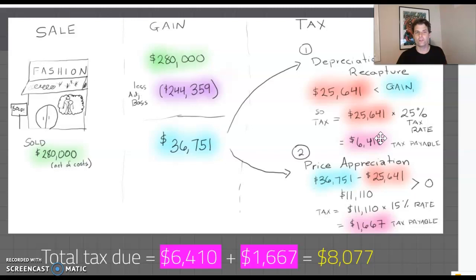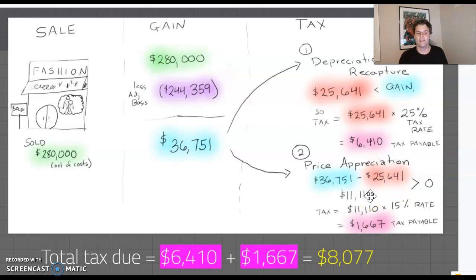So that's my first number of how much tax I have to pay. But because my gain is more, I have to pay tax on the remainder of the gain. I don't get to claim the other $11,000 for free. I have to pay tax on that, but I get to pay tax at a lower rate. So that's good. So I take the price appreciation, so this is the capital gain, minus the depreciation. So I've already paid tax on that $25,000. I'm not double taxed here. That gives me $11,110. That's greater than zero.